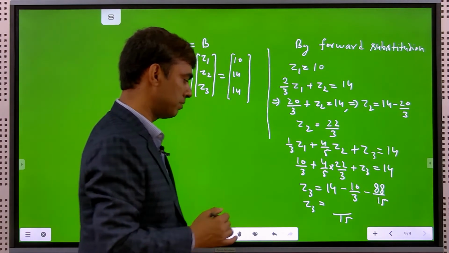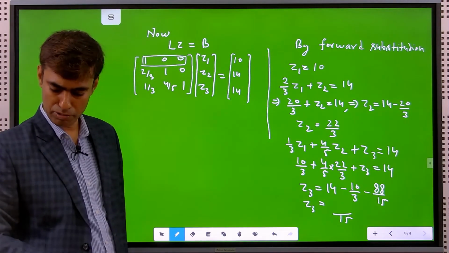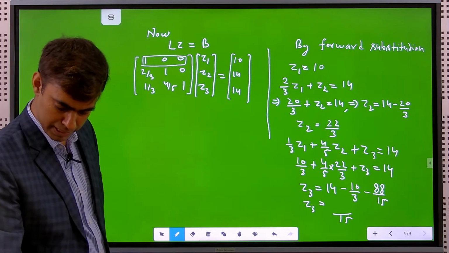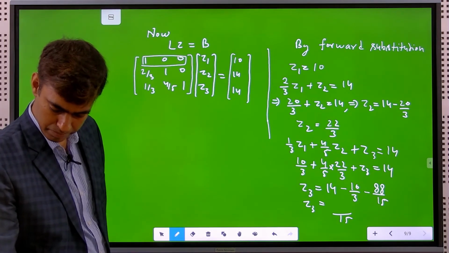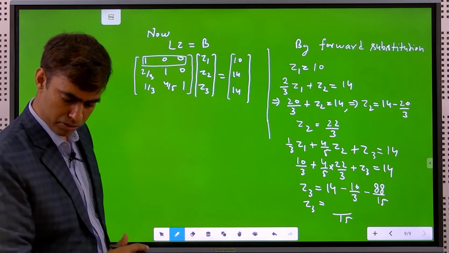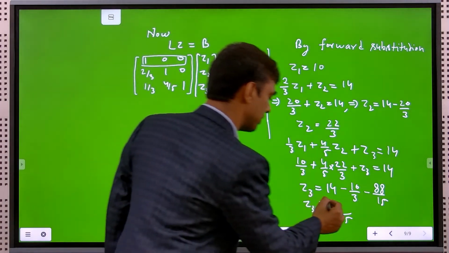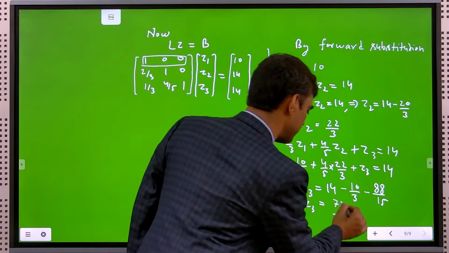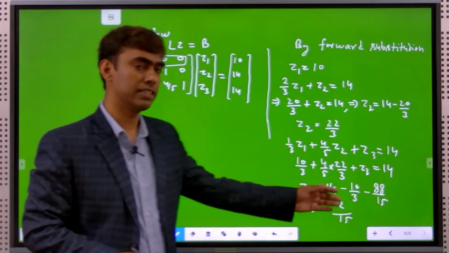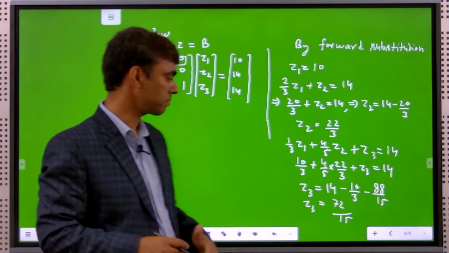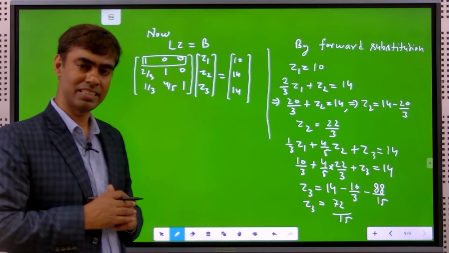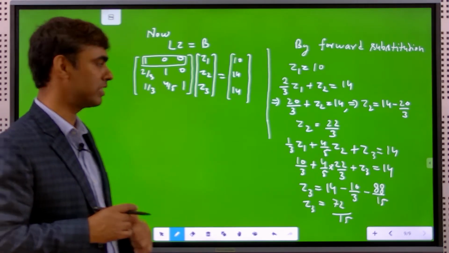So here we multiply and try to find the value of Z3. Already we noted down the value of Z3. What is the value of Z3? Here there is a calculation. The value of Z3 is 72 by 15. We already noted this value in order to save time. Now, after solving the first equation, Lz equals B, we solve the second equation.